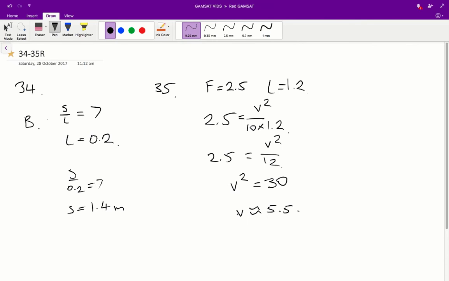So that's how you figure out question 35. The answer will be D for question 35. And that concludes questions 34 and 35 for the ACER Red Paper.